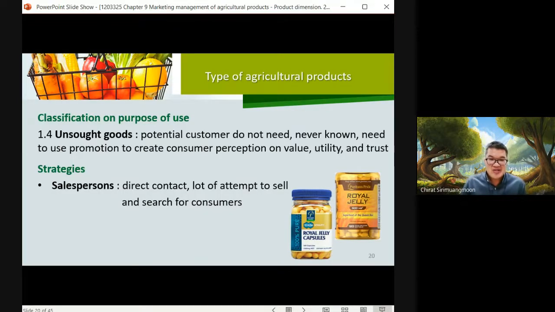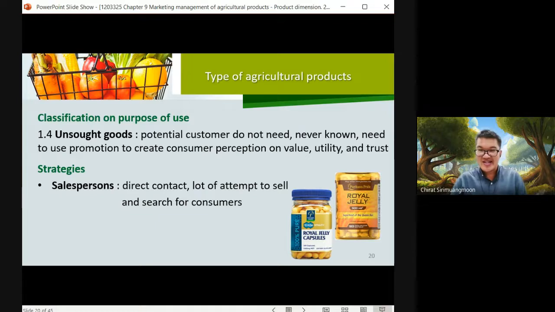Then we also have the last one for the consumer products, which is unsought goods. Unsought goods are the products that the consumer does not know or does not have the demand for at first. For example, a product you do not know is in the market, or you don't have any idea for it. For example, the royal jelly capsule.